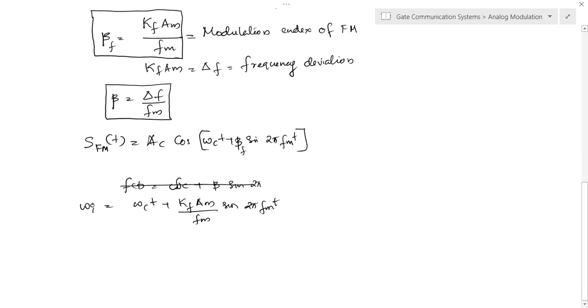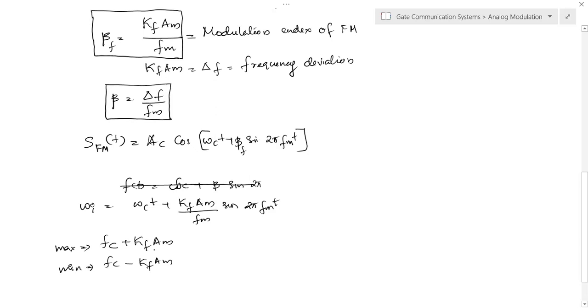And if you write in terms of f, you can write the maximum variation is Fc plus kf into am. Okay, so the maximum frequency you can write simply Fc plus kf into am, and this is known as the maximum frequency deviation, and the minimum frequency deviation is Fc minus kf into am. That's the minimum frequency deviation. So this is the maximum frequency deviation, and this is the minimum frequency deviation.